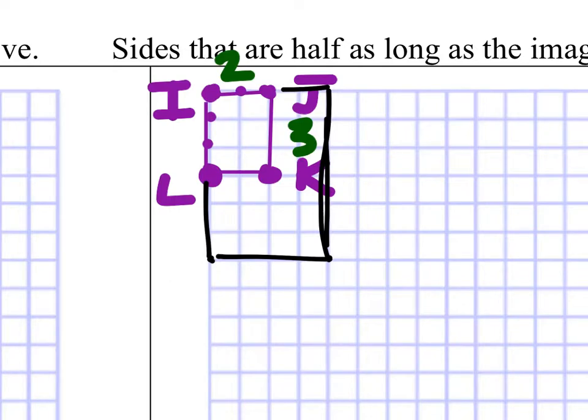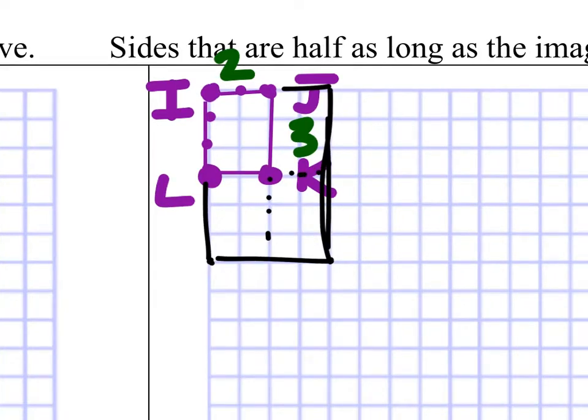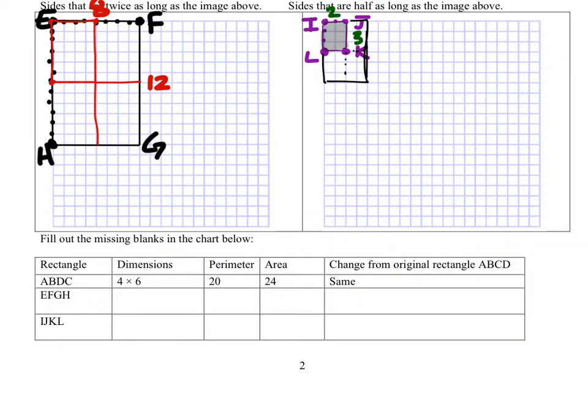So what happened to the area when we cut the lengths in half? Now the area is, again, we can look at this. It's a 1/4, because it's just this portion right here. Right there. Which is a 1/4 of the original rectangle. They almost filled it out for us. So let's go ahead and finish this chart off.